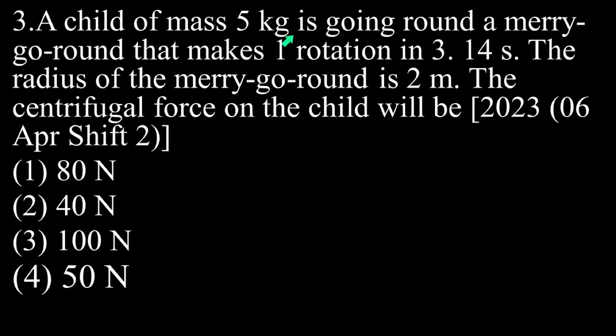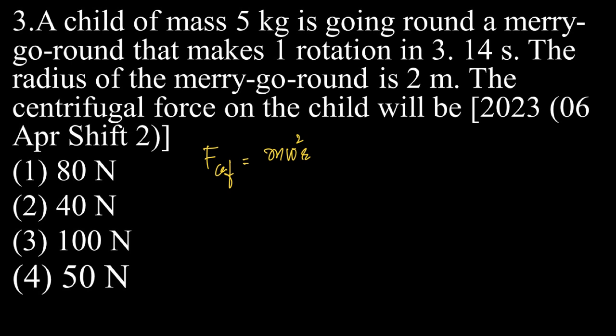A child of mass 5 kg is going round a merry-go-round that makes one rotation in 3.14 seconds. The radius of the merry-go-round is 2 meters. The centrifugal force on the child would be? We know that the centrifugal force F is equal to m into omega square into r.